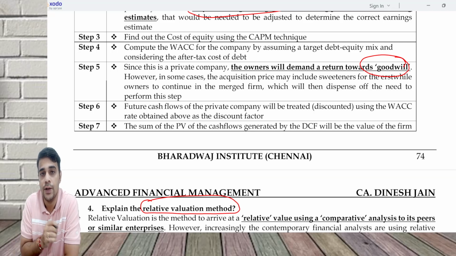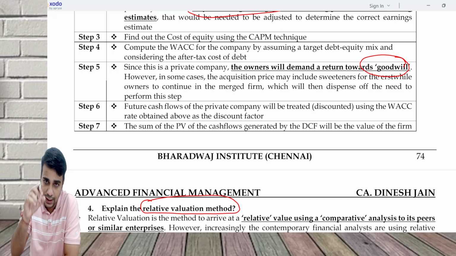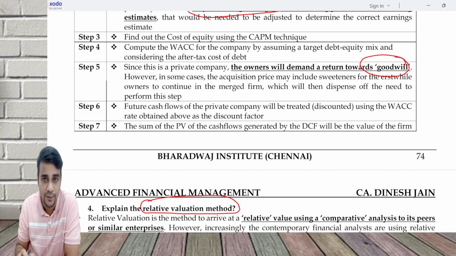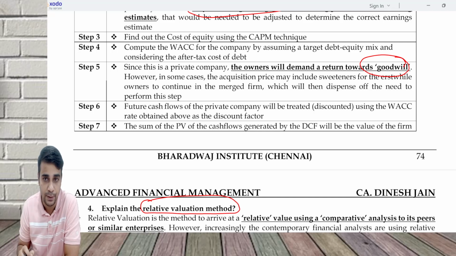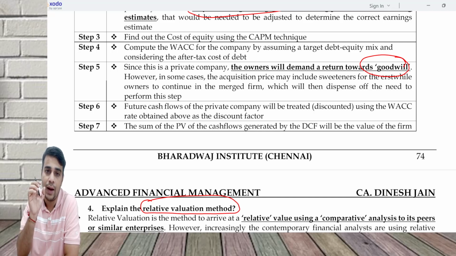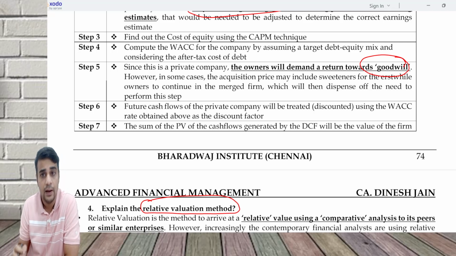Under relative valuation model, it is also called valuation by multiples. What is valuation by multiple is you take industry averages. I want to value my entity. I want to know what is the industry EV to EBITDA multiple. Then my value is equal to average industry multiple into EBITDA of my company. I want to do average P/E multiple multiplied with PAT of my company.